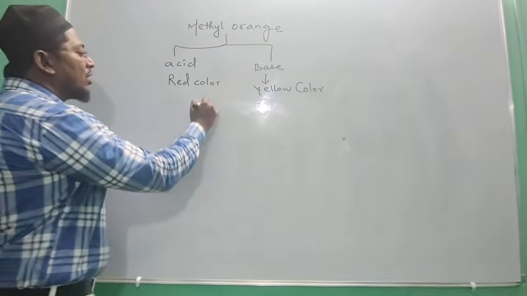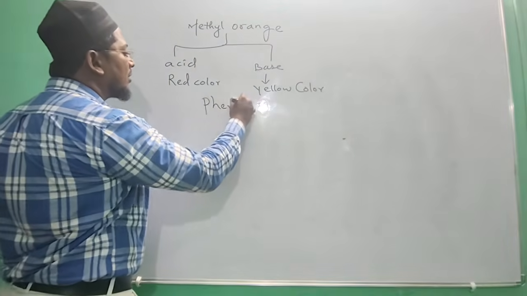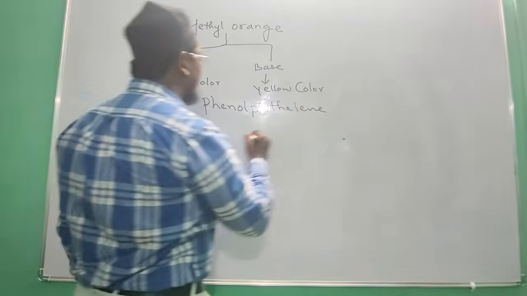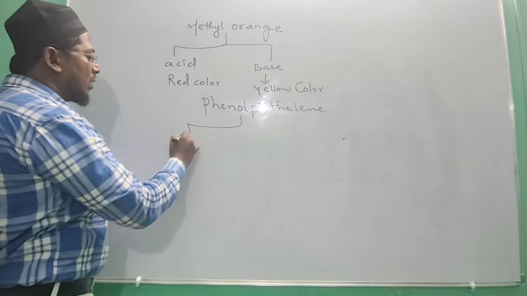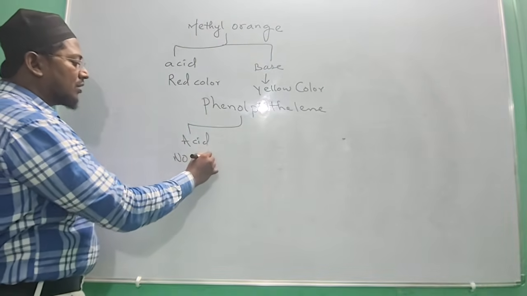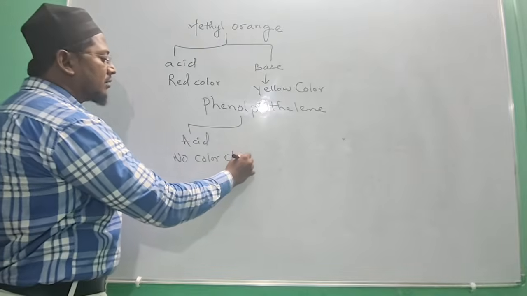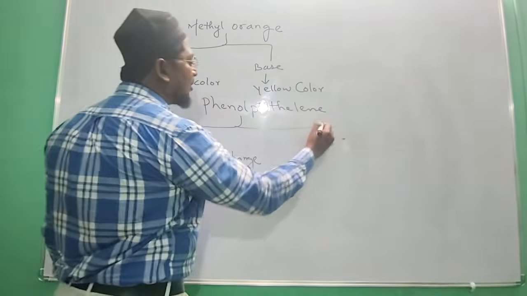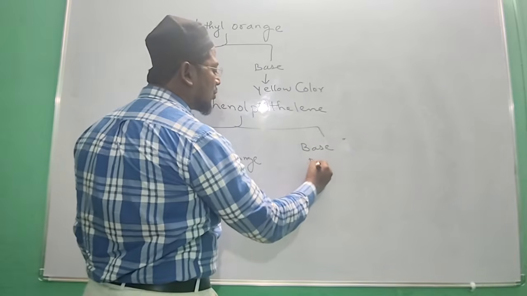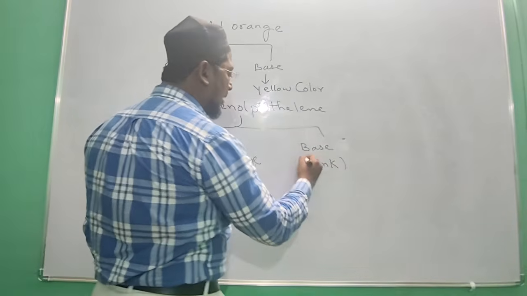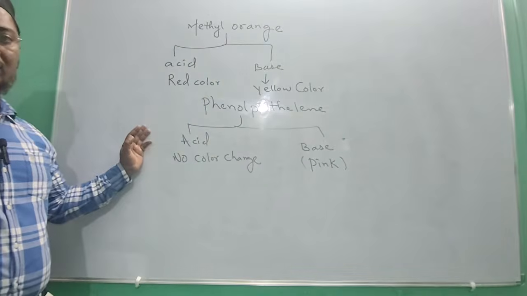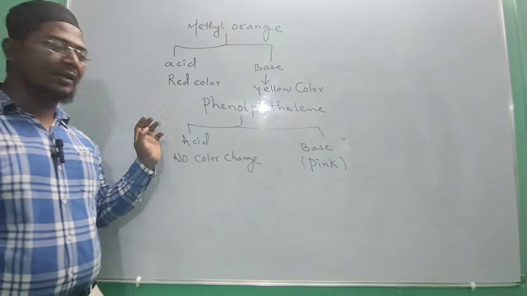Next one, phenolphthalein. Phenolphthalein added to acid gives no color change. Remember, when phenolphthalein is added to base, the base turns pink. This is the reaction of the two synthetic indicators.